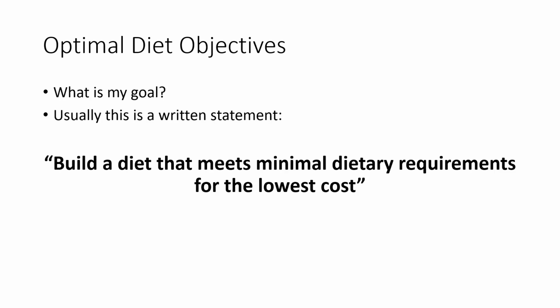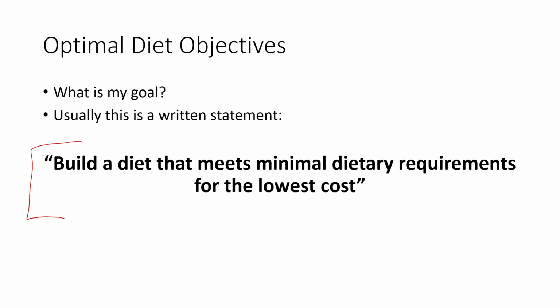So in this case, what do we have? Optimal diet objective. So what is the goal? You can usually write this out as a written statement, and it may seem fairly obvious, but it's a good idea to actually write this out just to make sure that you don't get a little bit confused later, because some of these programs, some of these interpretations can get a little confusing when you start adding in more things. So in this case, what do we want to do?